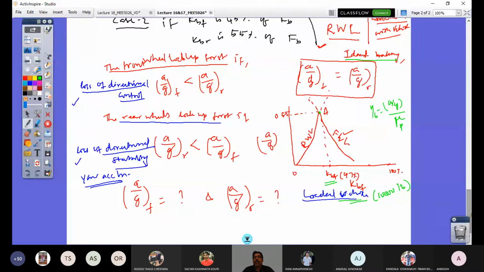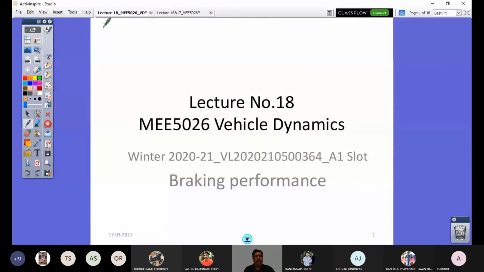So how do you quantitatively determine? That was the question. Quantitatively determine means there should be an equation of A by G associated with the vehicle level as a function of KBF. So that is what this plot is. So what are the equations for both of these plots? With that, it would give you the necessary boundaries that dictate the safe driving scenario during braking. So that will be the starting point of today's class. So let me look at today's lecture number 18 on the same braking performance.